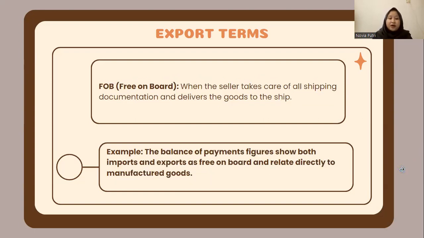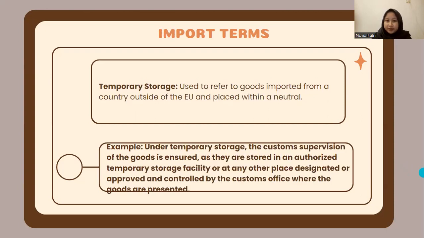And then the next one is FOB, or free on board, when the seller takes care of all shipping documentation and delivers the goods to the ship. For example, the balance of payments figures show both imports and exports as free on board and relate directly to manufactured goods.